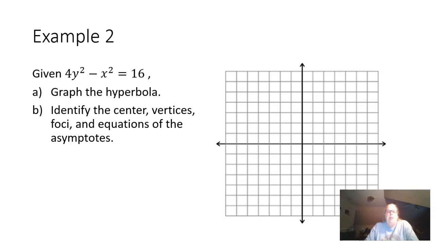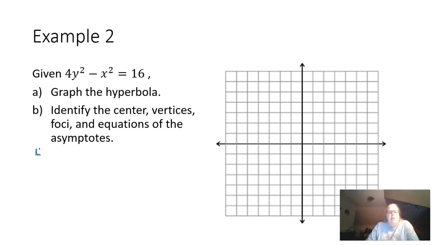And I know this because the coefficient on y squared here is a positive number. The coefficient here on x squared is a negative number. And so the transverse axis is going to go on the axis that has the positive coefficient with it. Okay, again, I'm going to do the parts of B first before I go back and graph it, and then we'll just graph the pieces as we get to them or as we find what we need.